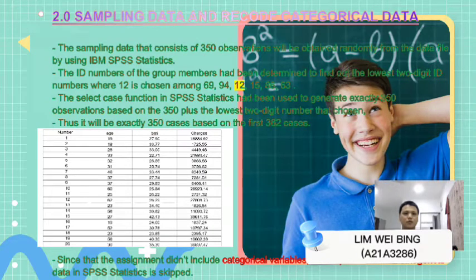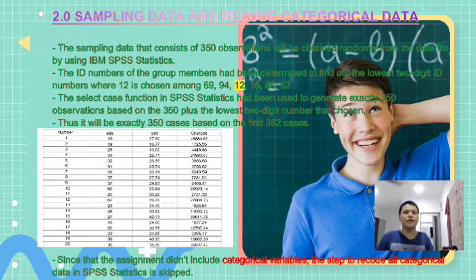The next part is 2.0, which is sampling data and recording categorical data. The amount of 350 observations have been obtained randomly from the data by using the software called IBM SPSS Statistics. For the sampling data, we determine the ID numbers of the group members in group 3 in order to find the lowest two-digit ID number. The lowest ID number we have found is 12 among the two-digit IDs from the group members.